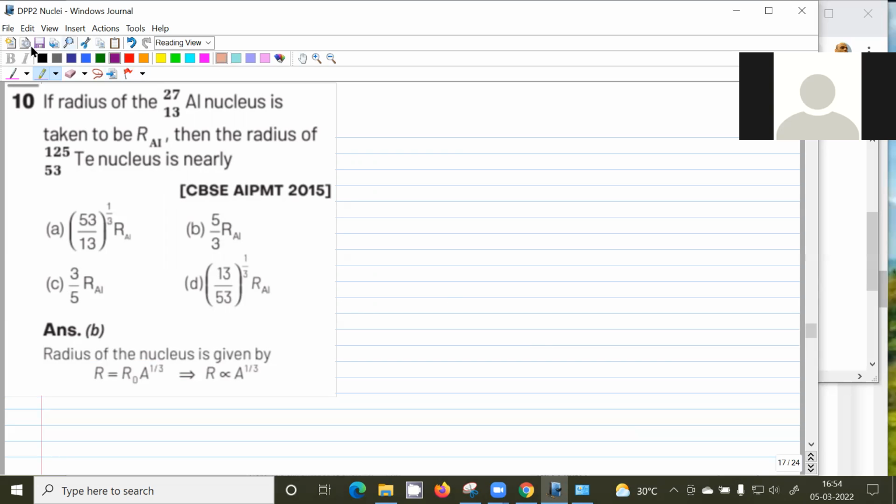Why so much time? This is the basic. Cube root of 125. It's 125 by 27, no? Cube root. R equals R0 into A raised to the power 1 by 3. So the first one is R1, A1. Second case R2, A2. If we divide these two, R0 will go away. So the ratio is 125 by 27 raised to the power 1 by 3. 125 raised to the power 1 by 3 is 5, no? 5 cubed is 125, 3 cubed is 27. So it should be 5 by 3. Option B.